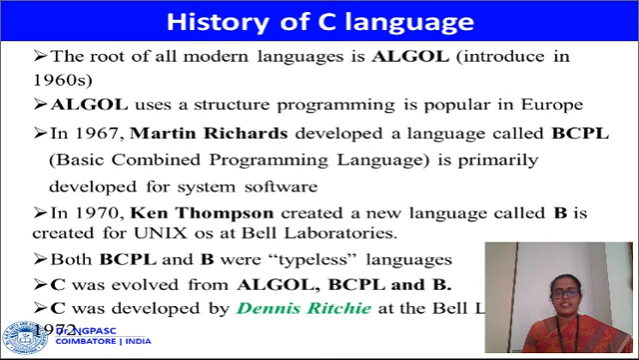After 1967, in 1970, Ken Thompson created a new language called B, and it was created for the Unix operating system at Bell Laboratories. Both BCPL and B were typeless languages. C evolved from ALGOL, BCPL and B. Actually, C was developed by Dennis Ritchie at Bell Laboratories in 1972.